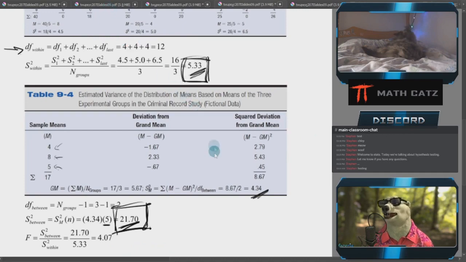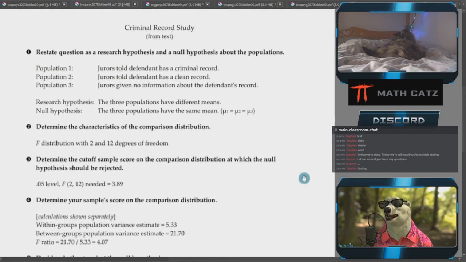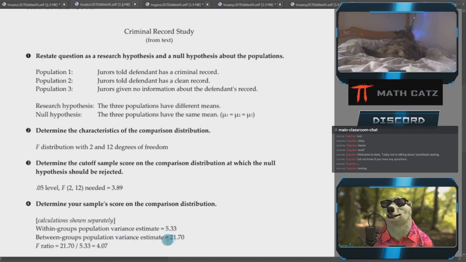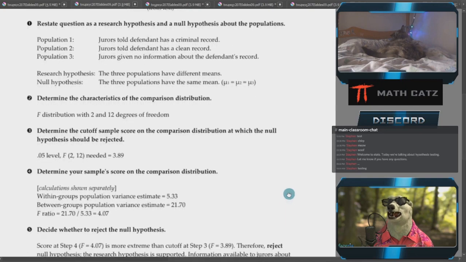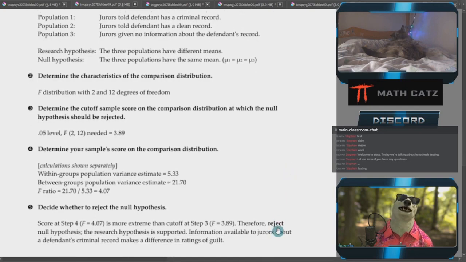So we can go back to our layout here. We calculated the within, the between, the F ratio, and compare that to the cutoff. If it's greater, we reject the null hypothesis. The evidence suggests that the populations are not the same, and that means that information available to the jurors makes a difference in the ratings of guilt, or whatever rating scale we used. So that's going to be the idea.